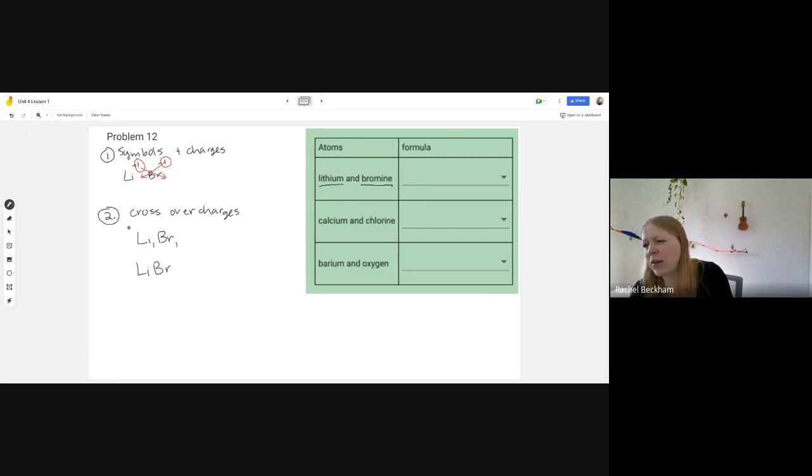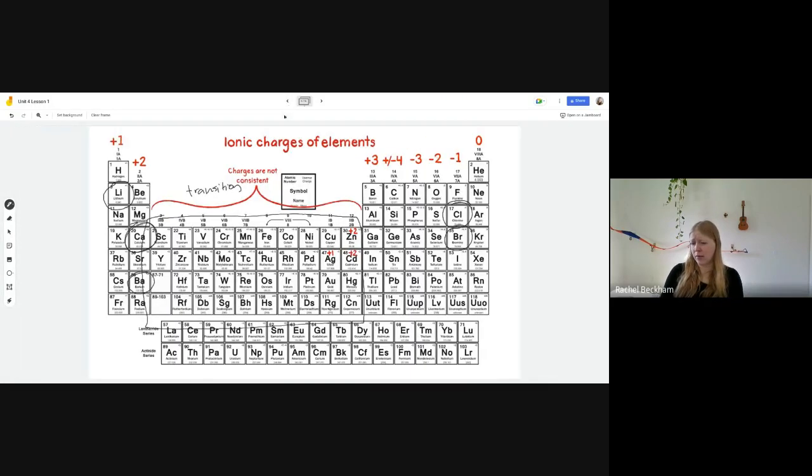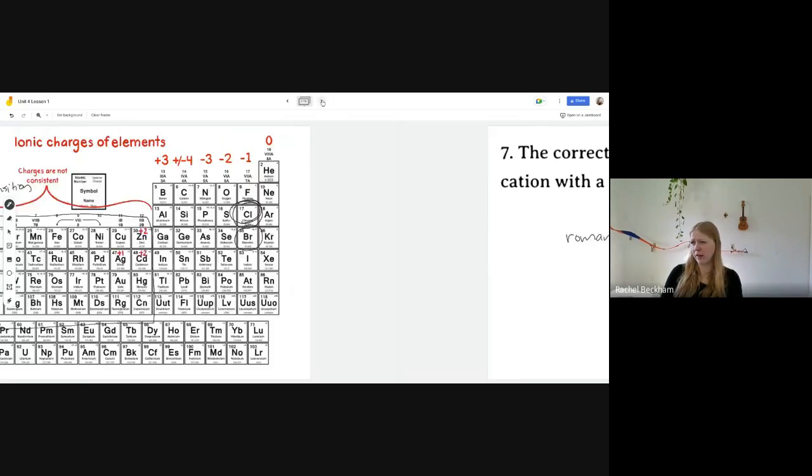The reason for that is because the net charge has to equal 0, okay? So because it's +1 and -1, they're just going to cancel out, and it'll be LiBr. Crossing over ensures that the net charge is equal to 0. So let's try it for calcium and chlorine. So we need to find the symbol for calcium and chlorine and the charge. So going back to this list right here, you can see that the calcium is right here with the +2 charge. Chlorine is right here with a -1 charge. So I'm going to write those down.